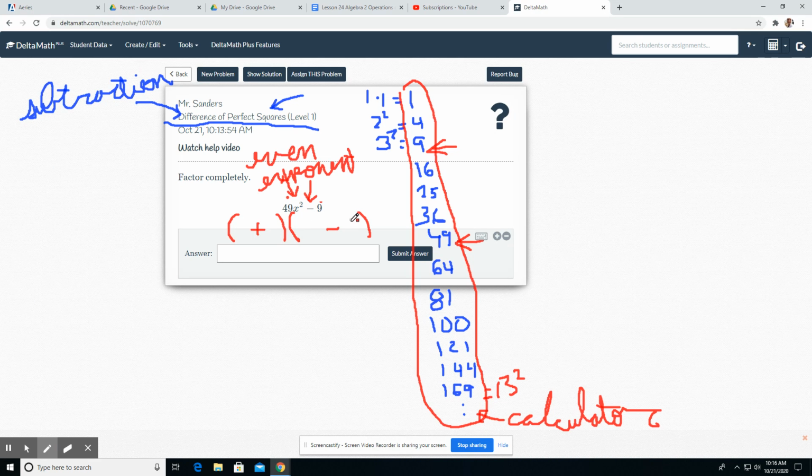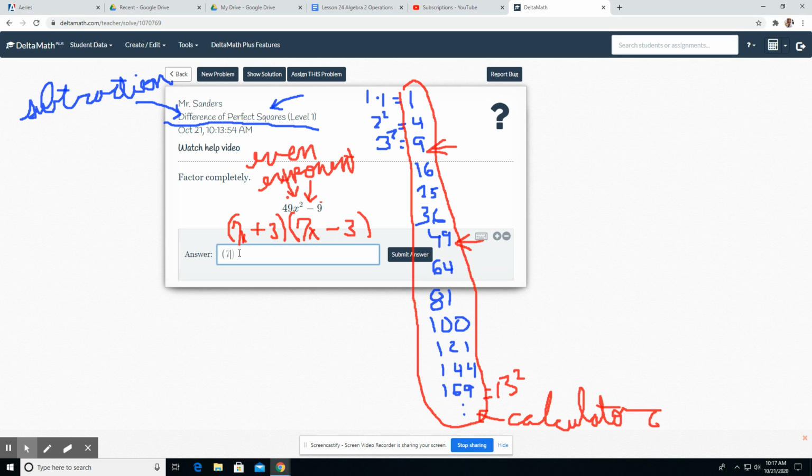So what's the square root of 9? 3. That would go in the second spot, here. What's the square root of 49x squared? 7x. You just repeat it. 7x here, 7x here. Okay, and you can look at it piece by piece here, factor by factor. The square root of 49 is 7. The square root of x squared is x. Okay, so that's going to be our solution here.